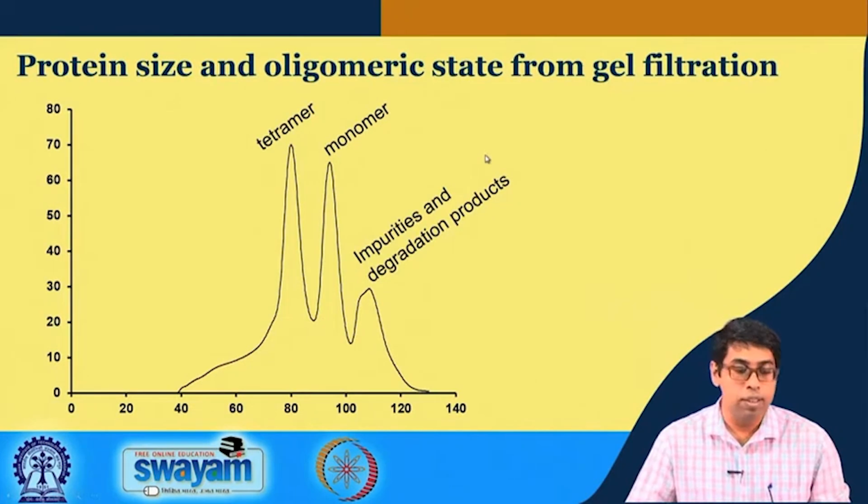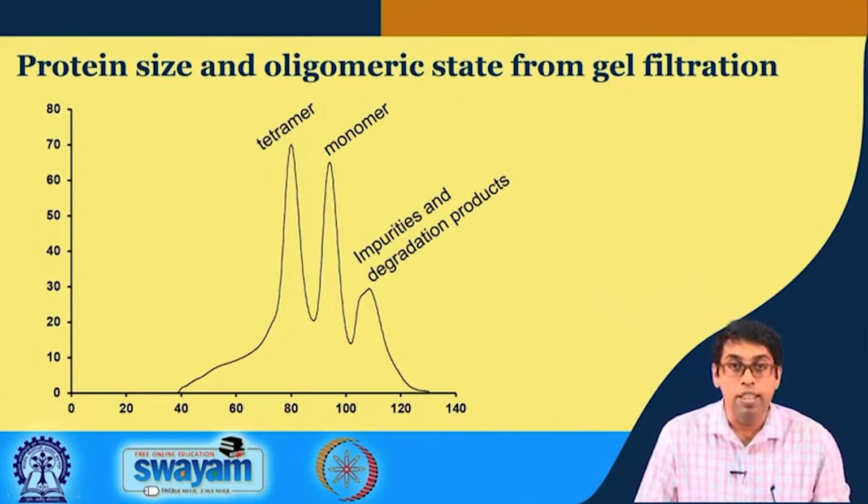So, this is one example of a protein which exists both as a monomer and a tetramer. There is a dynamic equilibrium between monomer and tetramer. At the concentration at which this gel filtration was done, some of the protein was in monomeric state and some was in oligomeric state. So, what we see here is 3 peaks. The first peak belongs to the tetramer because larger molecules elute first. The second peak belongs to the monomer, and the third peak is for degradation products and also some impurities.